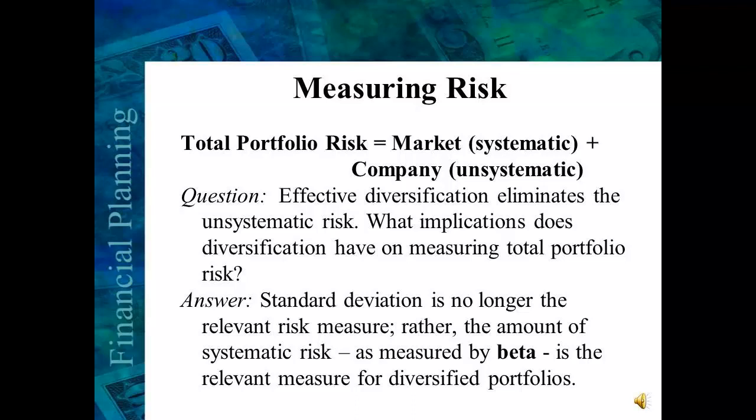Question. You now know that effective diversification eliminates the unsystematic risk. What implication does diversification have on measuring total portfolio risk? Answer. Standard deviation is no longer the relevant risk measure. Rather, the amount of systematic risk as measured by beta is the relevant measure for diversified portfolios.